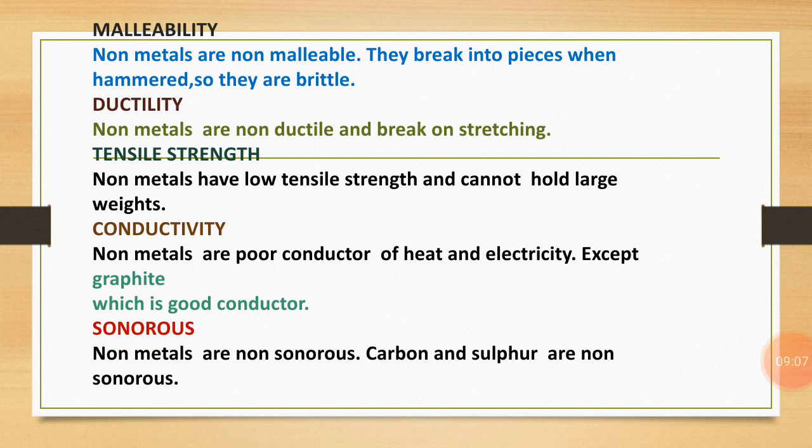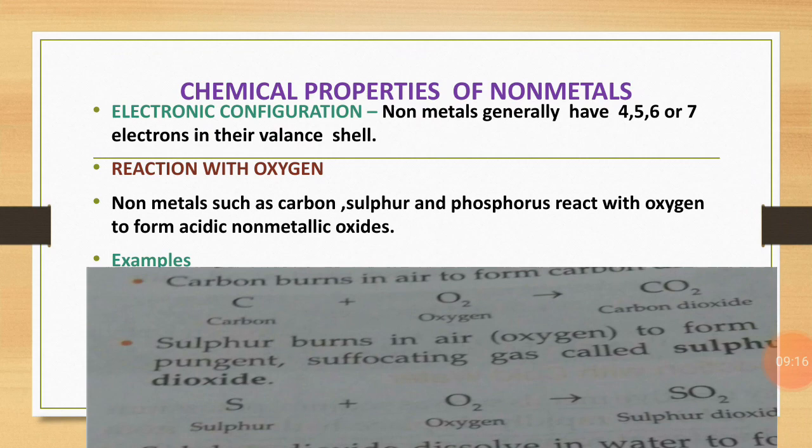Now we are going to study the chemical properties of non-metals one by one. First of all, we will start with the electronic configuration. I have already told you that non-metals generally have 4, 5, 6 or 7 valence electrons in their outermost shell, and they have the tendency to gain electrons to form negative ions. This is one of the most characteristic properties of non-metals.